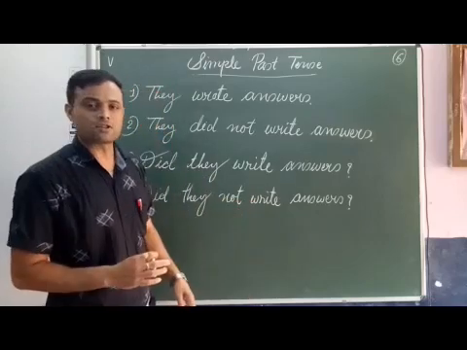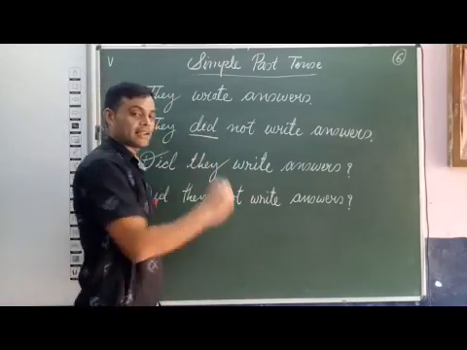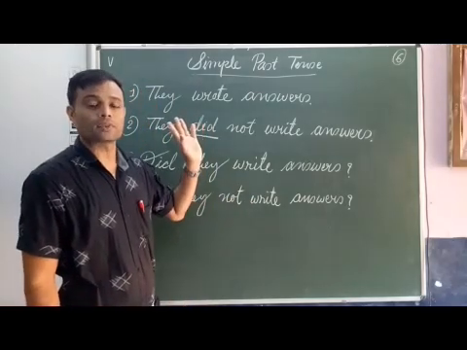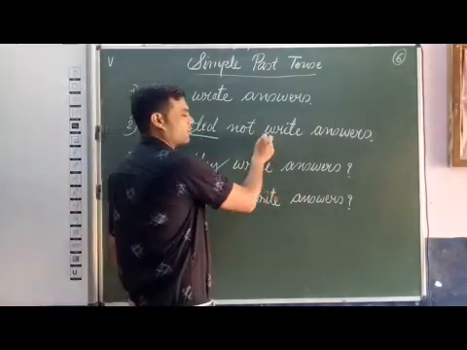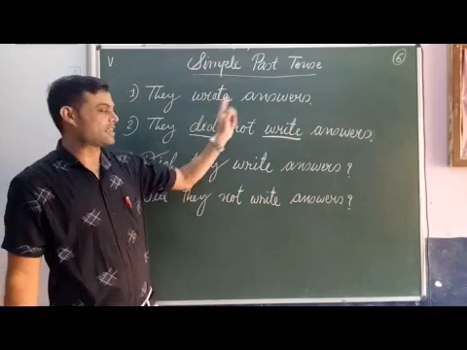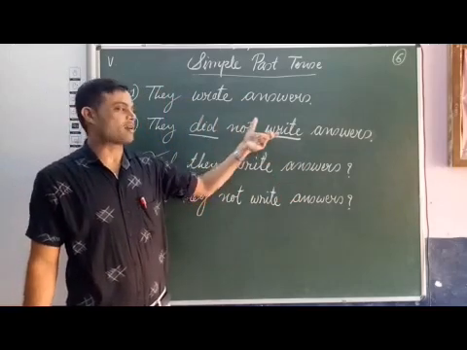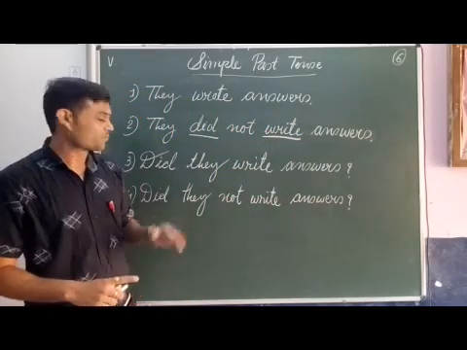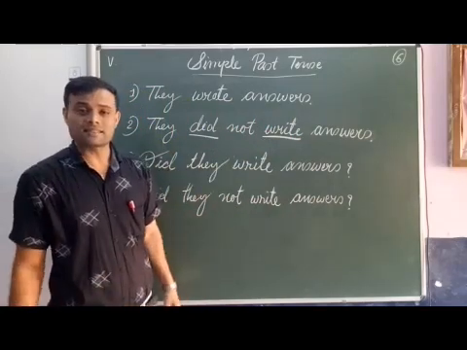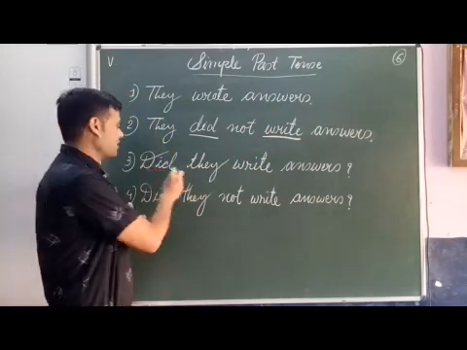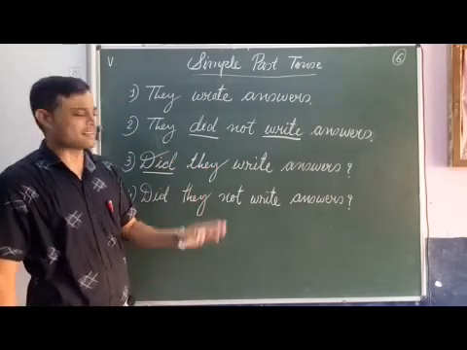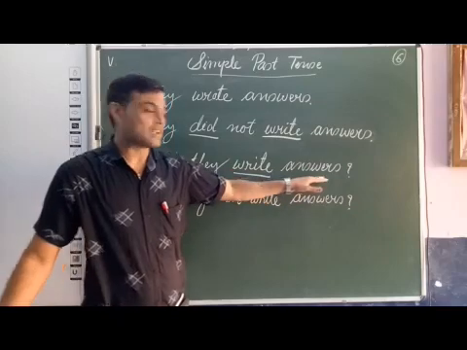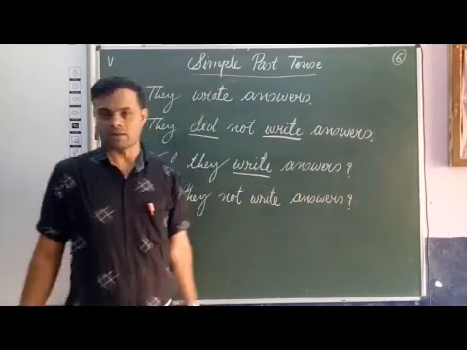Students, as I taught, when we use did in negative and interrogative, we have to remove V2 and we have to use V1. So here did, so here write. They did not write answers. Now interrogative. Did they write answers? We have used did as helping verb at the beginning of the sentence. Subject, then V1, object and question mark.